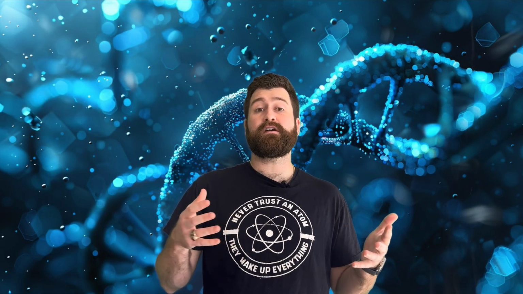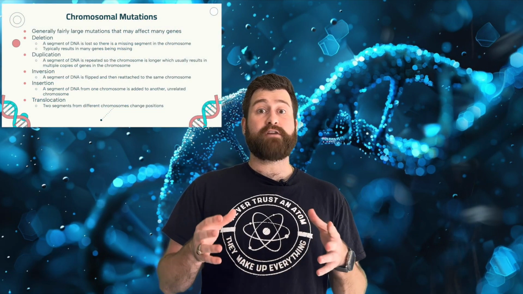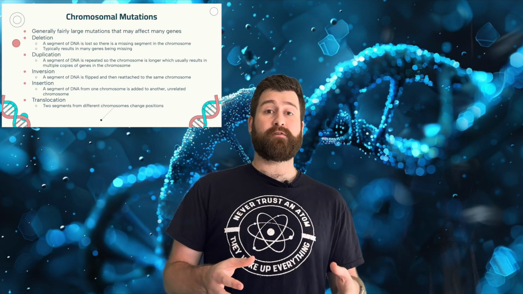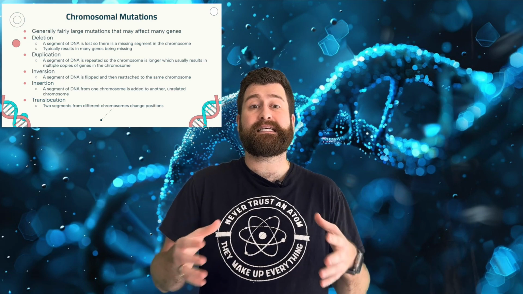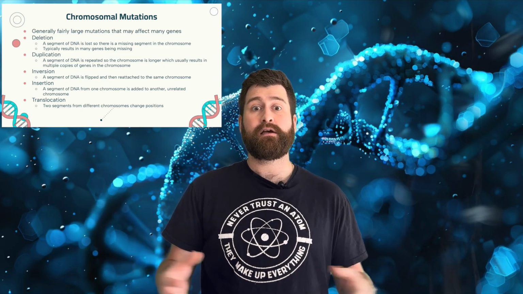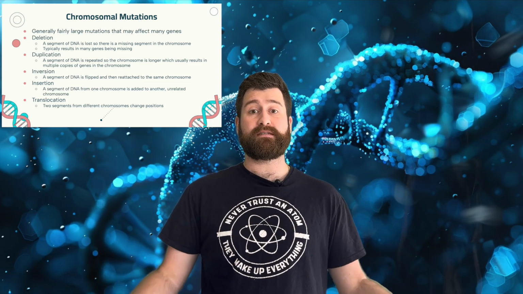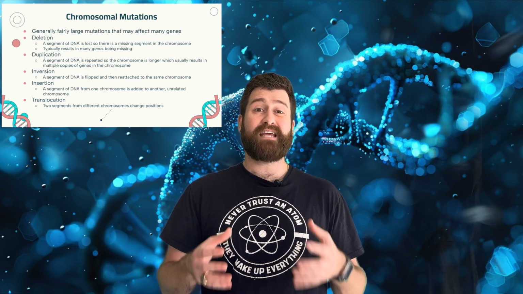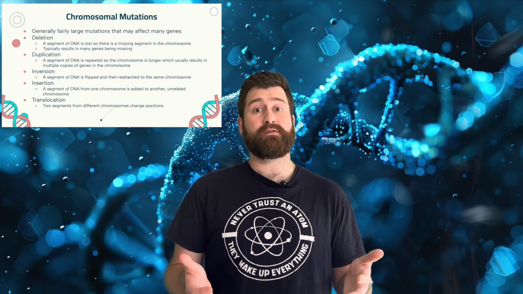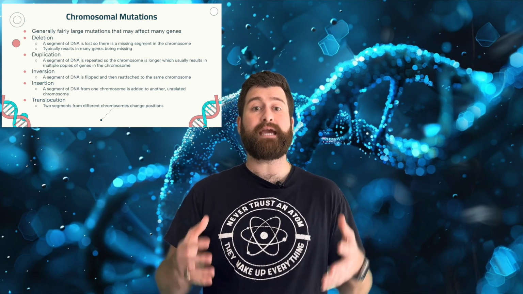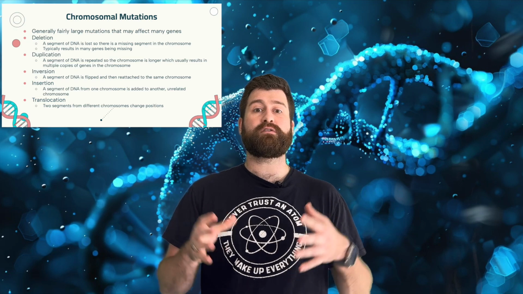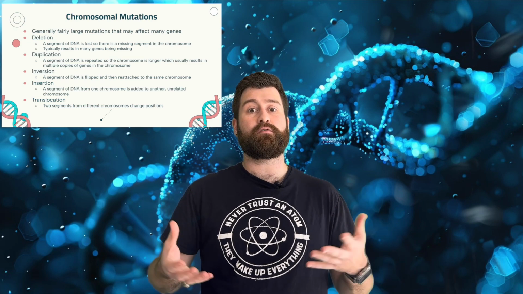Next up, let's look at chromosomal mutations. These are generally fairly large mutations that may affect many genes at once. One type of chromosomal mutation is known as deletions. This is where a segment of DNA is lost, aka deleted, so there is a missing segment in the chromosome itself. And with this, it typically results in many genes being missing. The next type of chromosomal mutation that we're going to talk about is duplication. This is where a segment of DNA is repeated so the chromosome is longer, which usually results in multiple copies of genes within the chromosome.